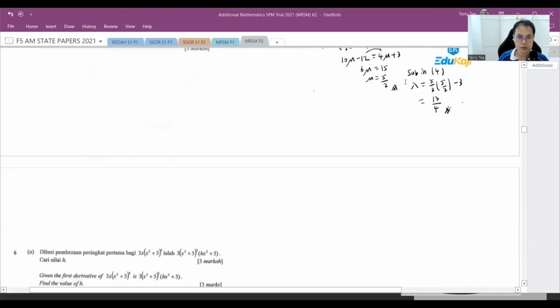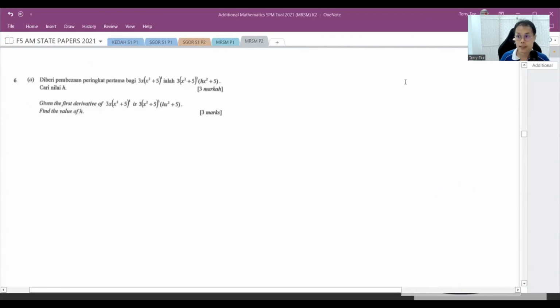Okay, let's move on to question number 6. This is differentiation, Form 5, Chapter 2. So given the first derivative of this function is this, find the value of h. So basically we have to use the product rule, right?